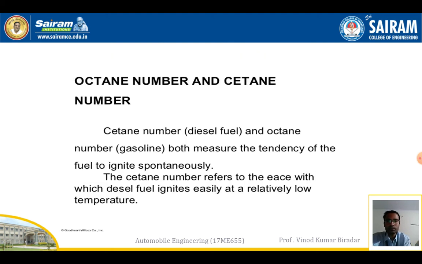What do you mean by octane number and cetane number? Normally the cetane number is used to control the ignition lag produced during combustion in a cylinder engine. The cetane number is for diesel fuel and the octane number is for gasoline. Both measure the tendency of the fuel to ignite spontaneously. The cetane number refers to the ease with which diesel fuel ignites at relatively low temperatures. The main purpose of the cetane number is to control the ignition lag period during the combustion process. That is its main use in CI engines.